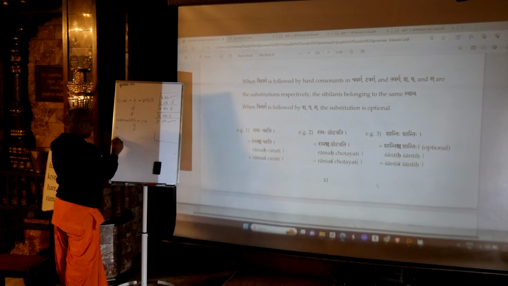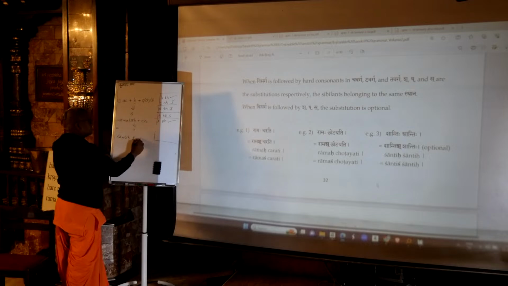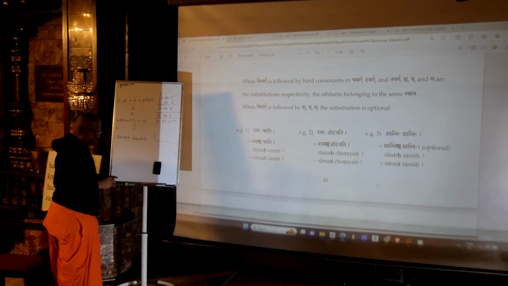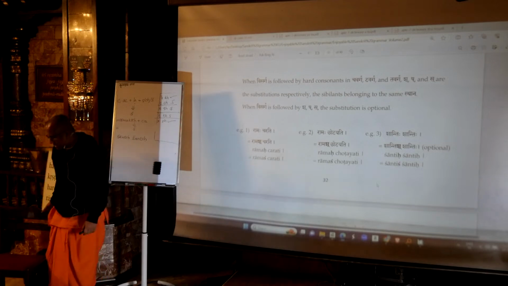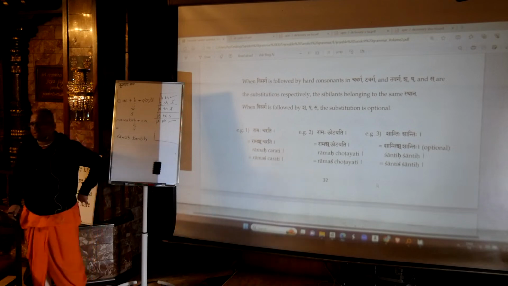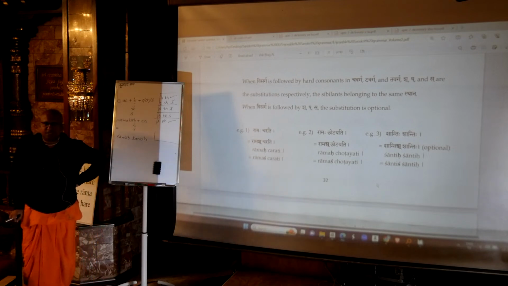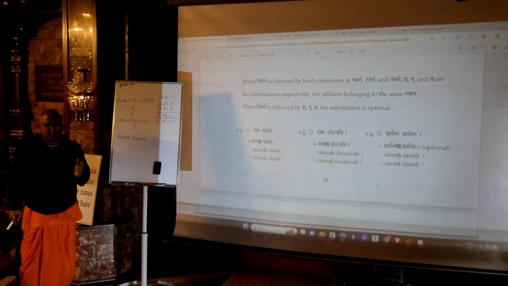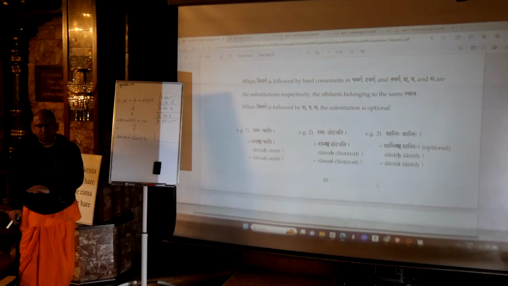Like take this example, Shantihi. You have heard this? In all the Upanishads, in the beginning you will have a Shanti part. Every Upanishad begins with a Shanti part. Like Isha Upanishad Shanti part is what? Om Purnamada Purnamidam Purnat Purnamudachyate Purnasya Purnamadaya Purnamevavashishyate. Om Shantihi Shantihi Shantihi.